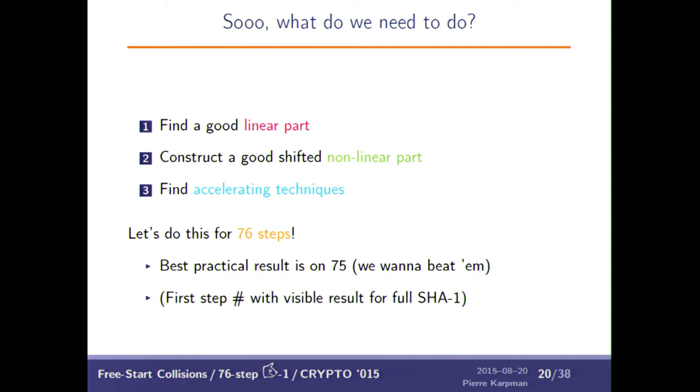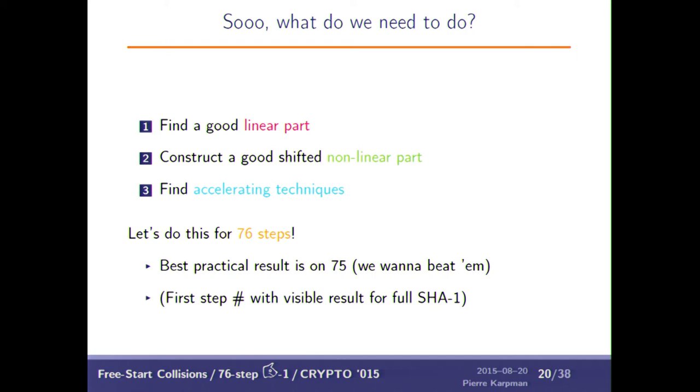So then if you want to do this, what's the process? The first step always is to find a good linear part. You have to start with this, otherwise you cannot really do anything. So you have to decide on that, and then you have to construct the nonlinear part, like in Wang's attack, but this time it's going to be shifted a bit, because we have an offset. And then the final step, just when you want to implement the attack, is you have to find some ways to accelerate, to speed up things. So to find what I call accelerating techniques, message modification, the term I used before.